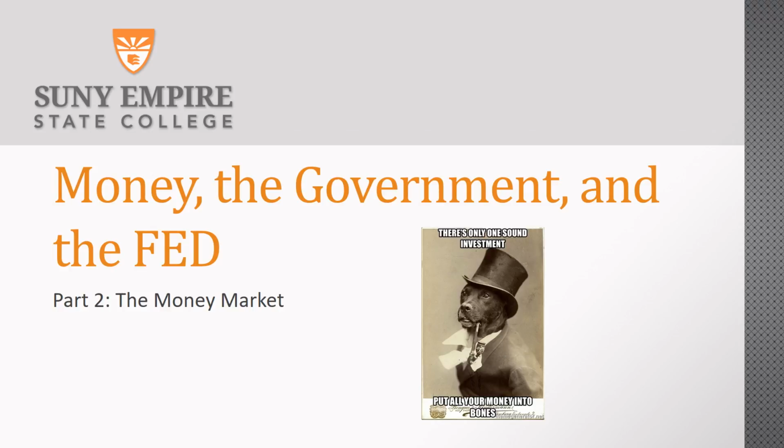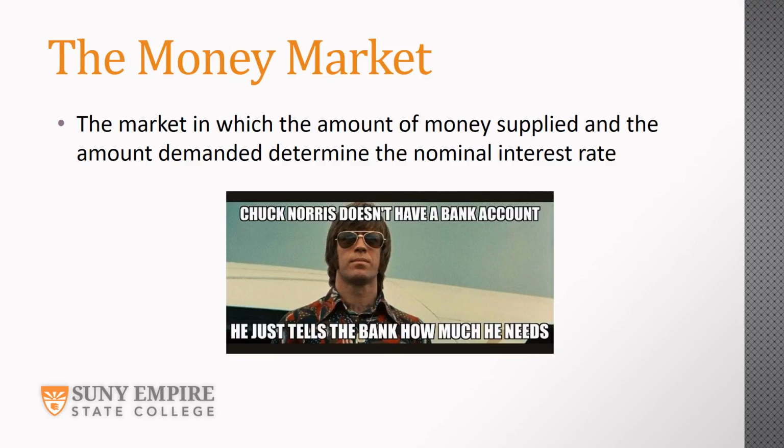gross domestic product. Money can be thought of as a good. There is a supply of money and a demand for money. Therefore, there is a market for money which determines the amount of money supplied and the amount demanded. The interplay of these two economic forces determines the nominal interest rate.